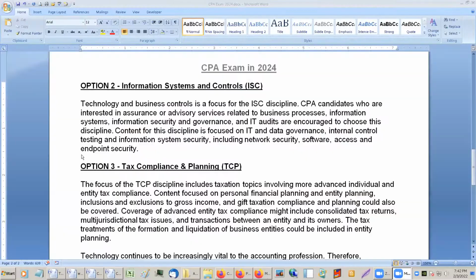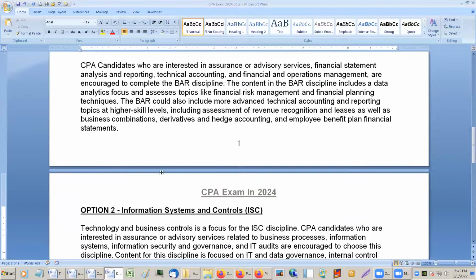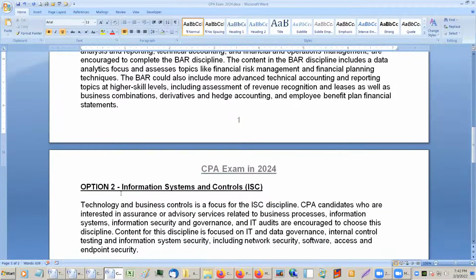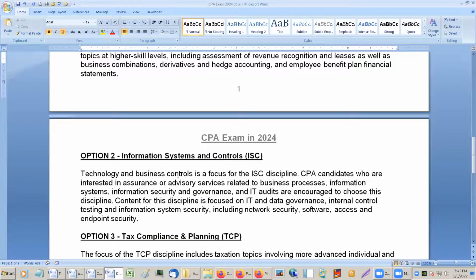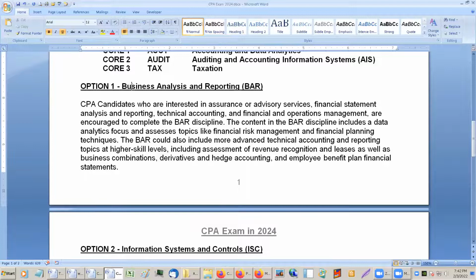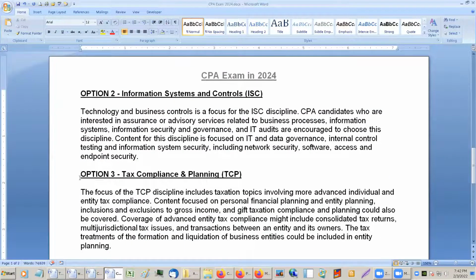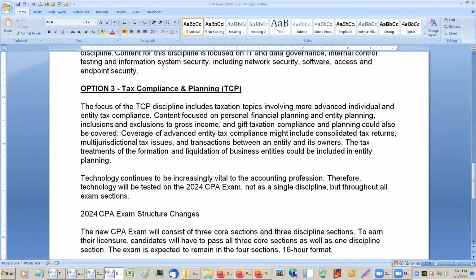So 2024 is going to be quite different than it is. And in some ways you may think about it as being a good thing because you actually get to pick which section you are more comfortable with. Do you want to do the accounting route, the auditing route, or the tax route? But the actual license you get will be exactly the same. That won't change.